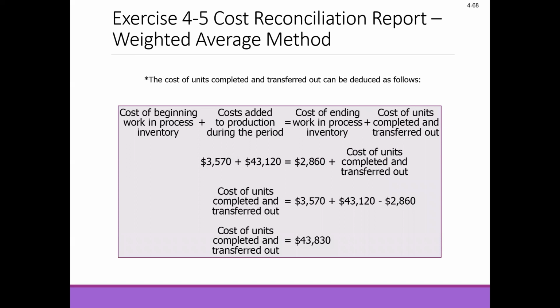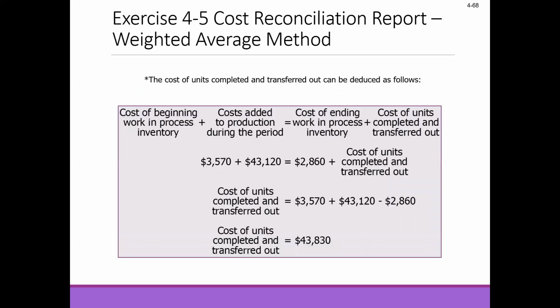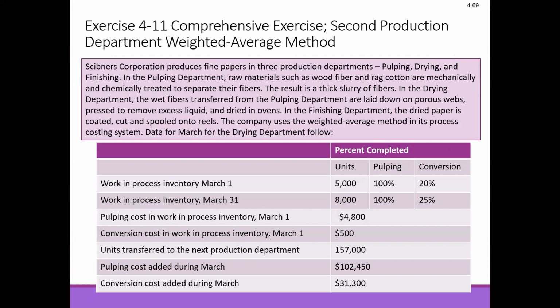The cost of units completed and transferred out, you can take all the costs added to production, you come up with the total, then you know what your ending work in process is. So that's how you can find out what was transferred out. It pretty much is straightforward there.